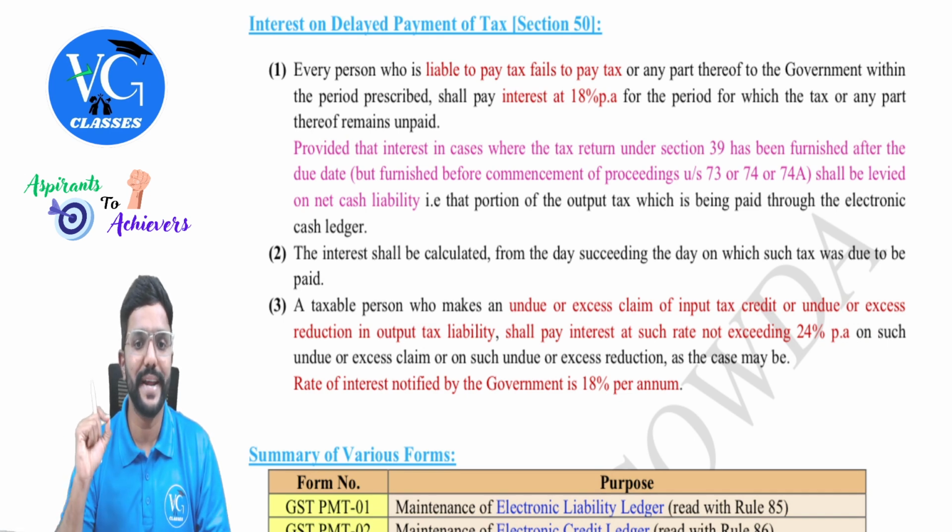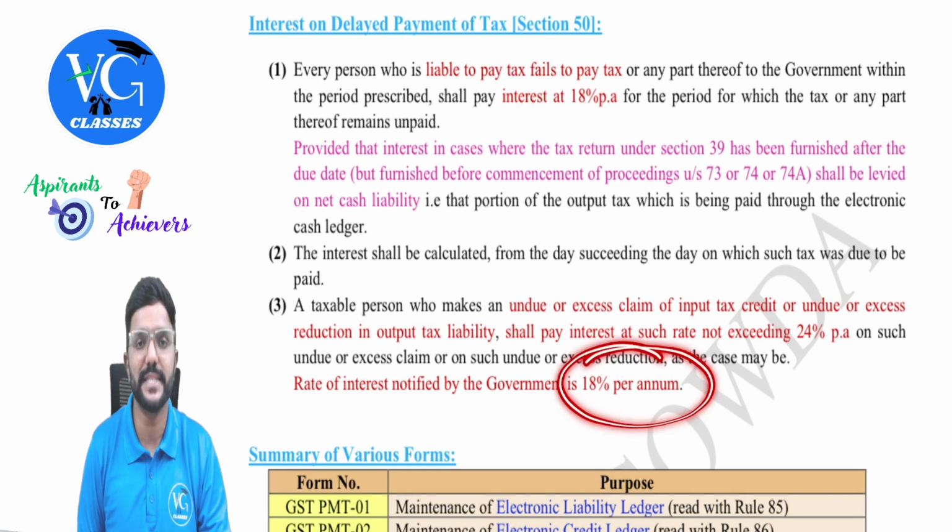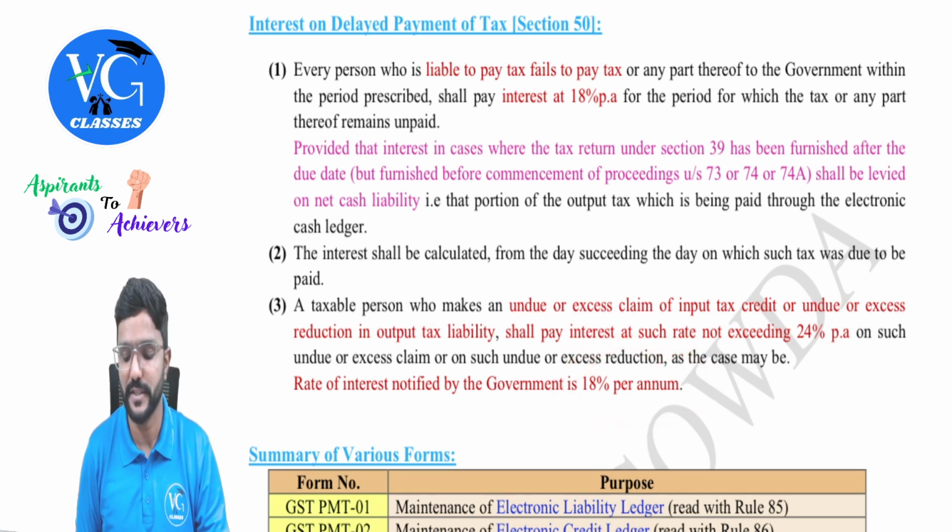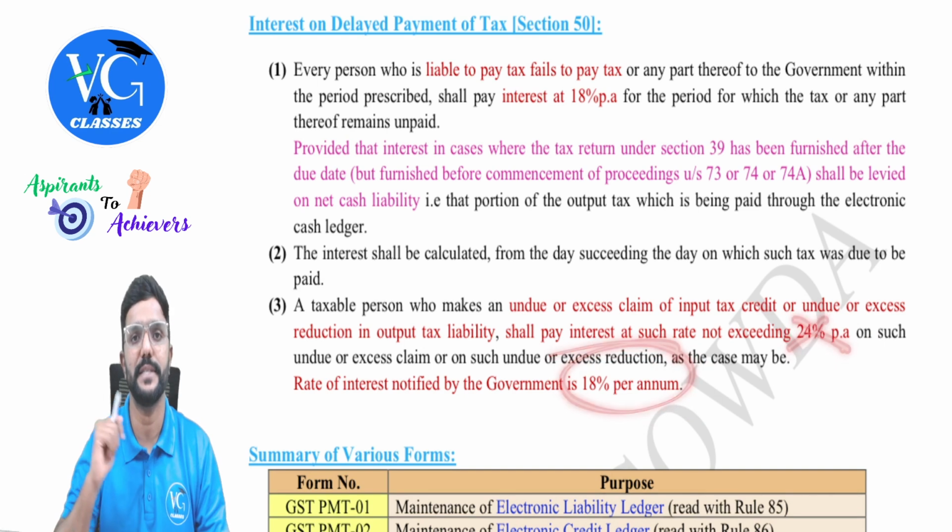On such undue or excess claim or on such undue or excess reduction of liability. Yes. But the government has notified 18% per annum, guys. So what is the actual rate? It is not 24%, it is 18%.